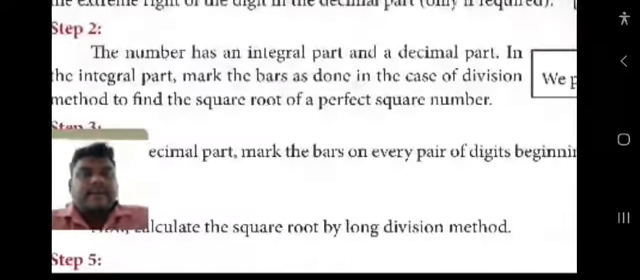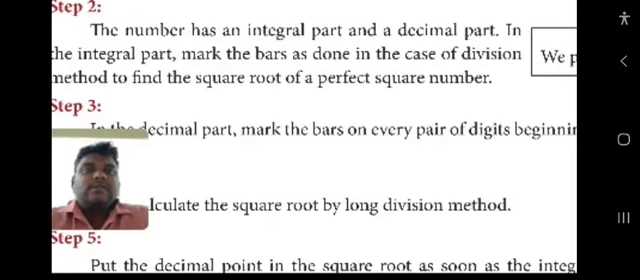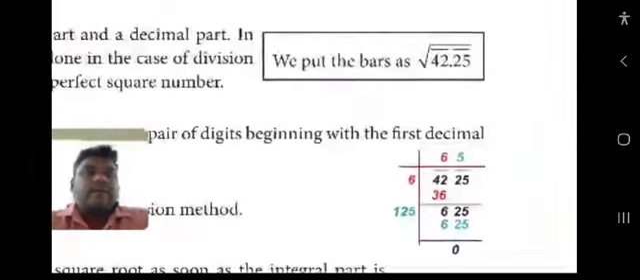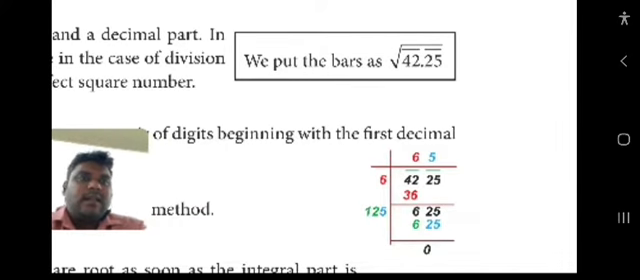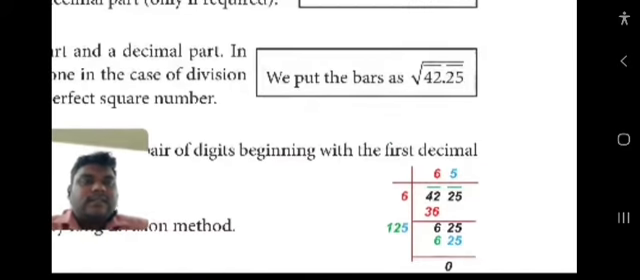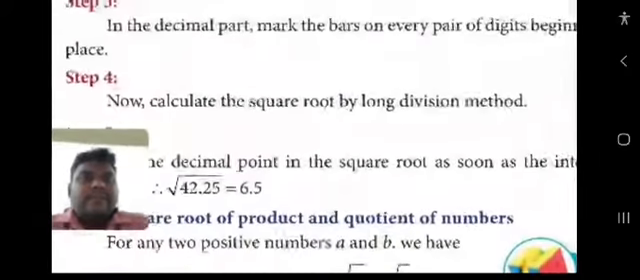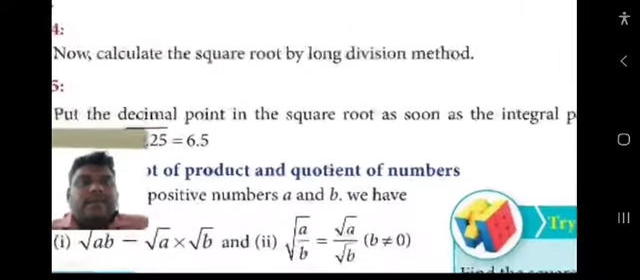Second step, the number has an integral part and a decimal part. The integral part, the marking is done as in the division method to find the square root of a square number. So after the decimal and before the decimal we separate the two bars, we put the bars. Okay, those are the integral parts. Now calculate the square root by the long division method, the normal method, the decimal marking method.